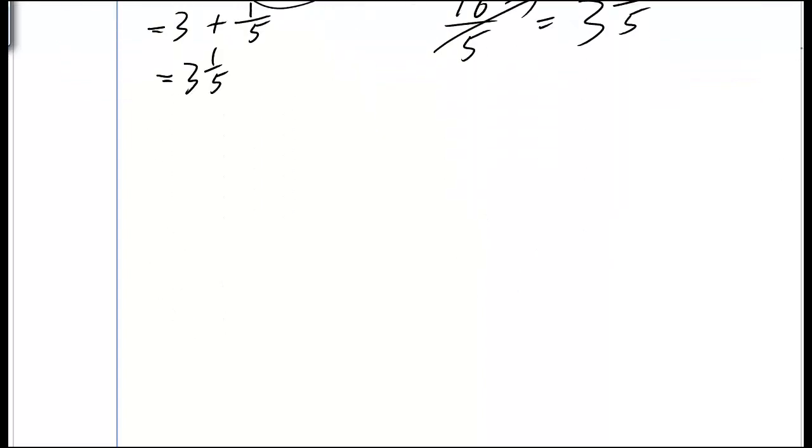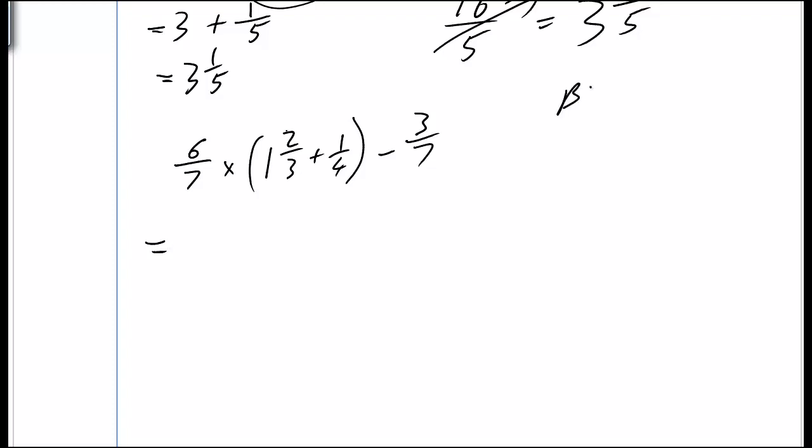Let's do a harder example, and this is the one that's on page 162. So what we've got is 6 over 7 multiplied by 1 2/3 plus a quarter in brackets, take 3 over 7. All right, this is a bit more complicated. Now the rules are BIMDAS. Let's write that down. BIMDAS.